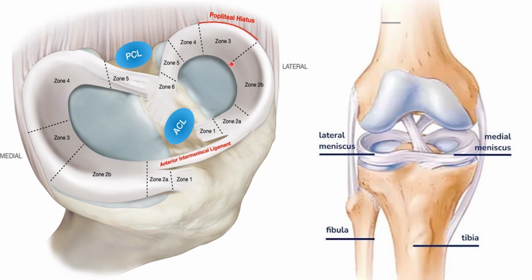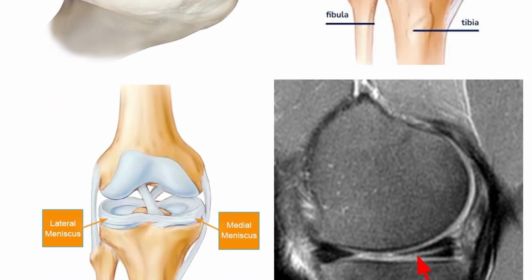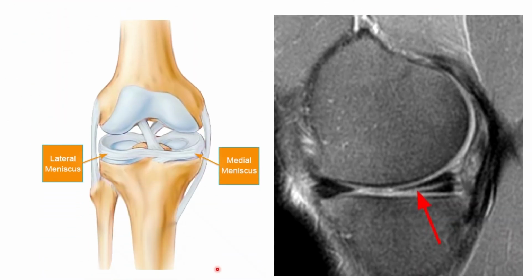So we can see here this is the C-shaped meniscus and it is a fibrocartilaginous structure. These menisci are essential for load transmission, shock absorption, joint stability, lubrication, and protection of articular cartilage. MRI is the gold standard imaging modality for evaluating meniscal tears because it provides excellent soft tissue contrast and allows accurate assessment of tear type, location, and associated ligamentous injury.